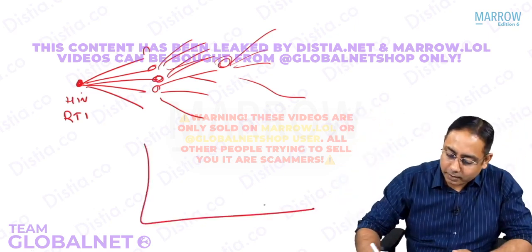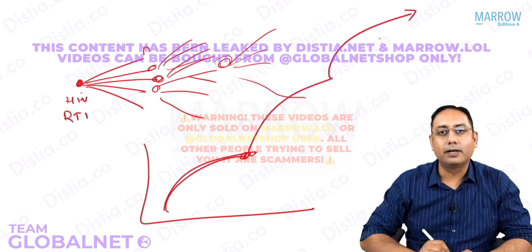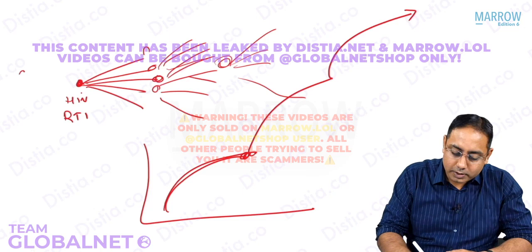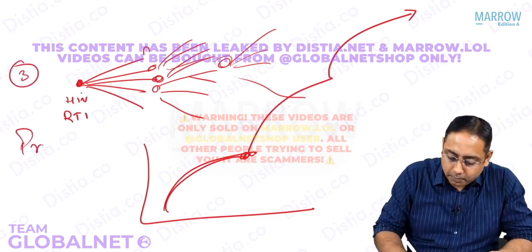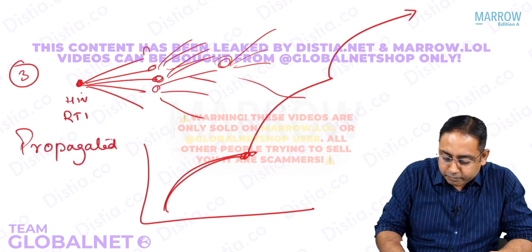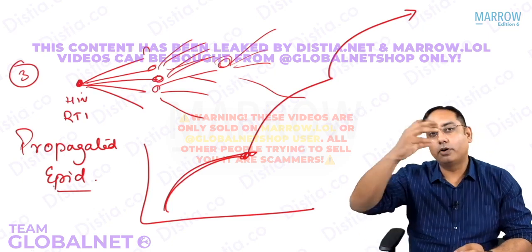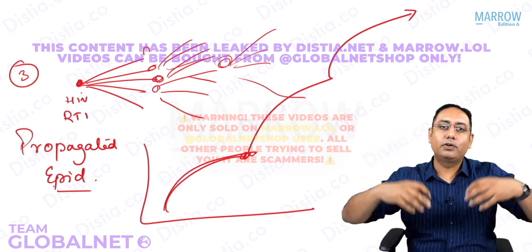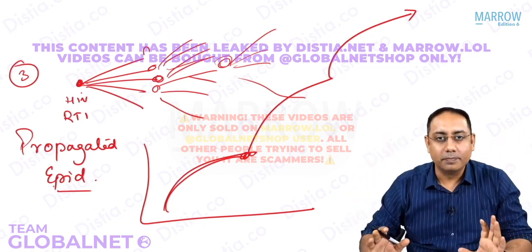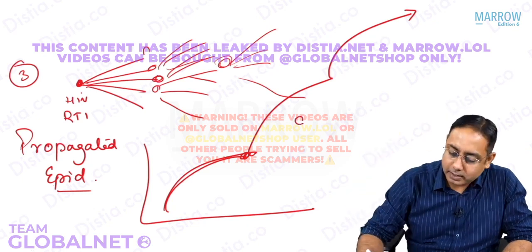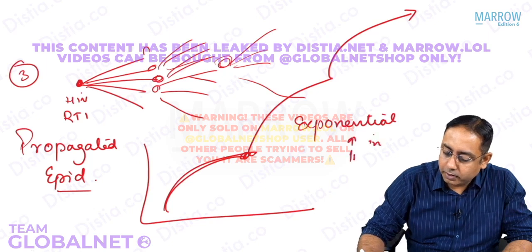So how will the epidemic curve look like? It will look like something like this, and then this, and then this. Are you getting it? This phenomenon is your third type of epidemic that can happen. This is called a propagated epidemic. So the one case will cause maybe 20 more cases, 20 will cause 100 more cases, 100 will cause 5,000, 5,000 will cause 20,000. So there is an exponential increase in the number of cases.